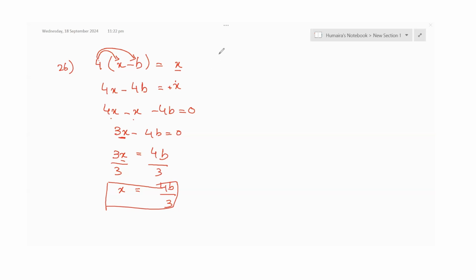Yeah, I'm starting to understand a bit better now. Let's do one more example related to this one so that you can practice. For example, if we have 2 times x minus a equals x. Would you like to work this one out with the same pattern? Yeah. Okay, work it out and let me know your answer.